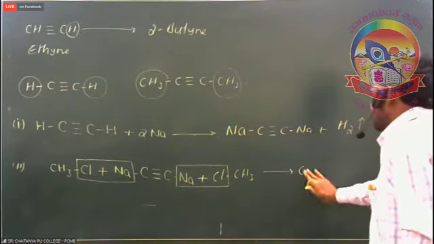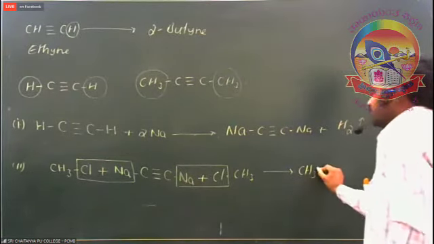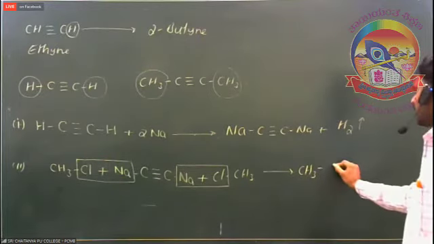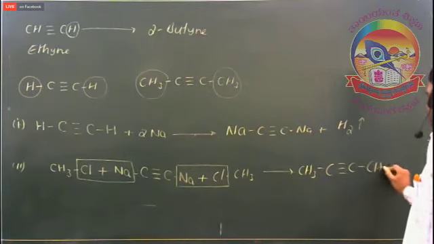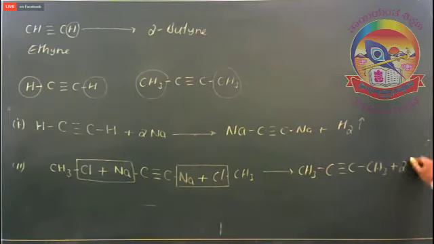The final product is CH3, C triple bond C, attached with CH3, and the byproduct is 2 moles of NaCl. So it is an important conversion.